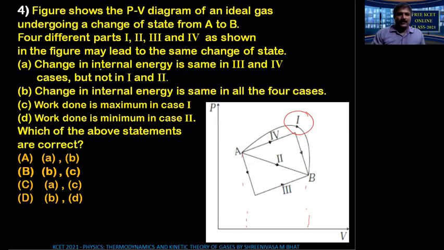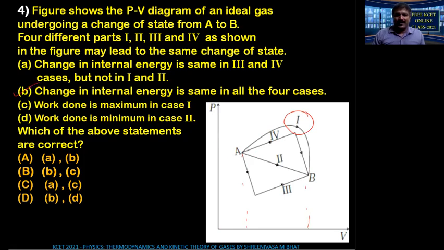So how do you get work done and internal energy from the graph? From A to B, the gas undergoes transformation in 4 different ways. The internal energy change is the same because the initial and final states are the same, so the temperatures are the same. So the change in internal energy will be the same in all 4 cases. Hence B is the correct statement.